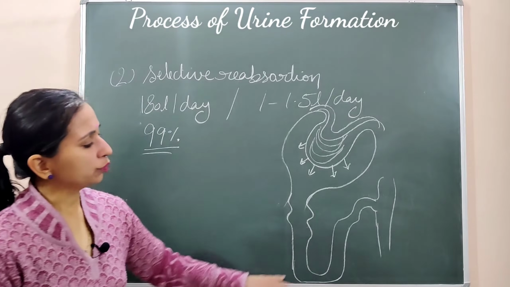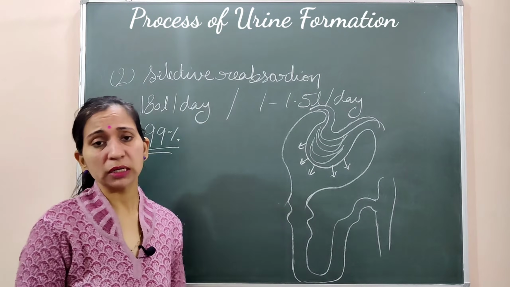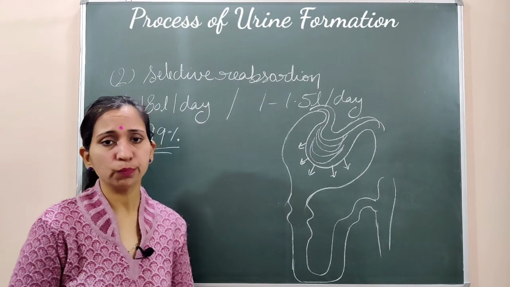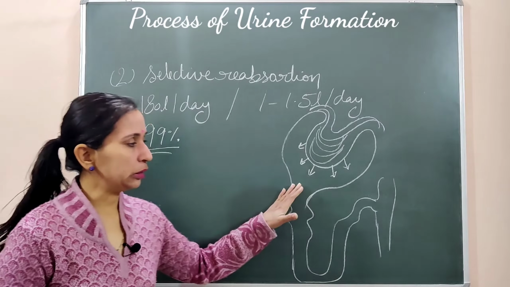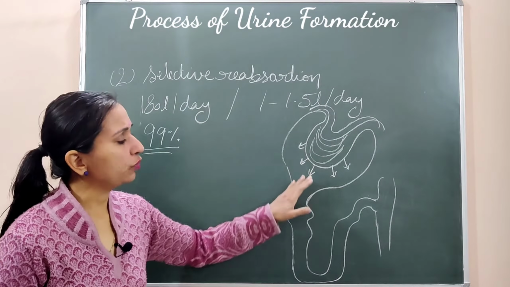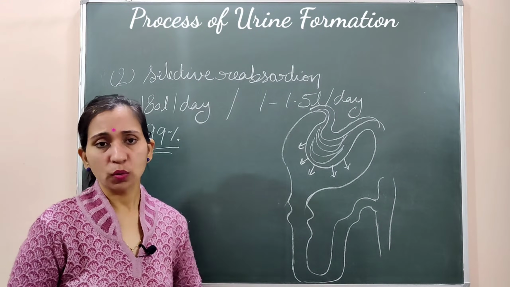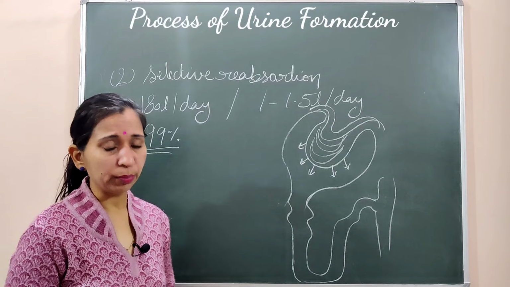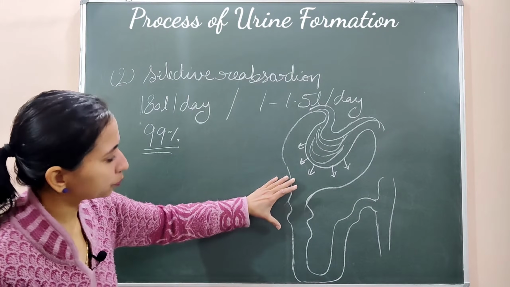As the filtrate moves through these parts of the renal tubule, some substances which need to be utilized by the body will be reabsorbed in different regions of the nephron: the PCT, loop of Henle, DCT, and collecting duct. As the filtrate moves through these parts, according to the body's requirements, reabsorption will keep happening. Okay.